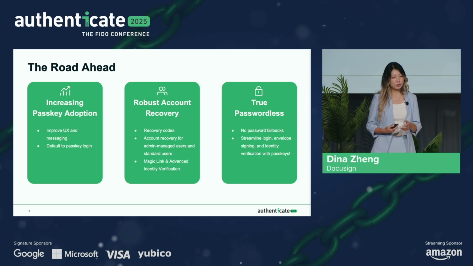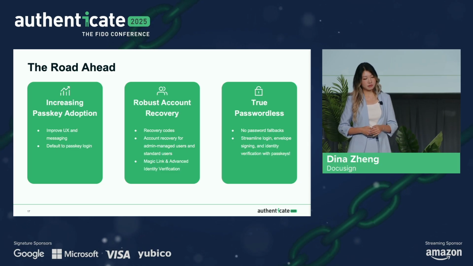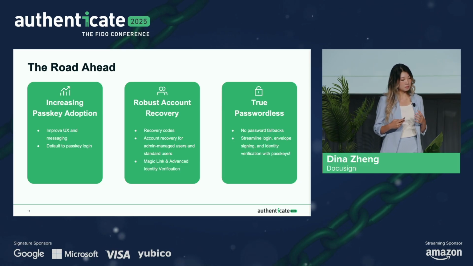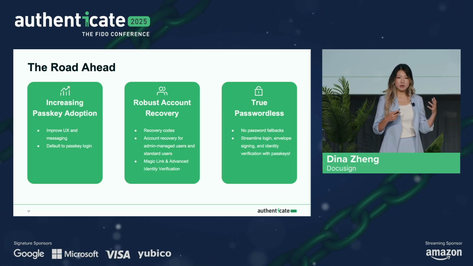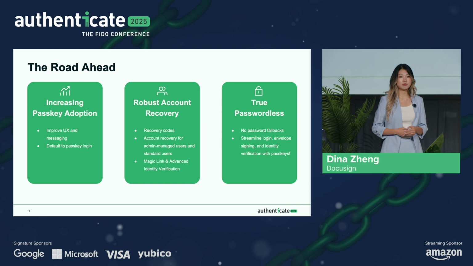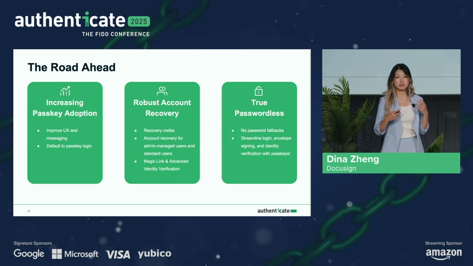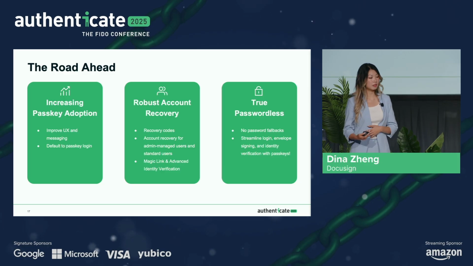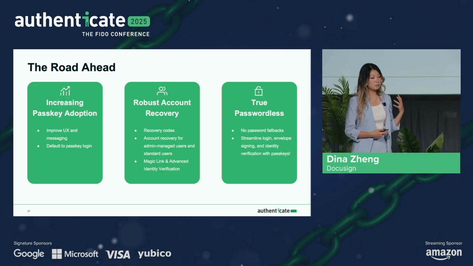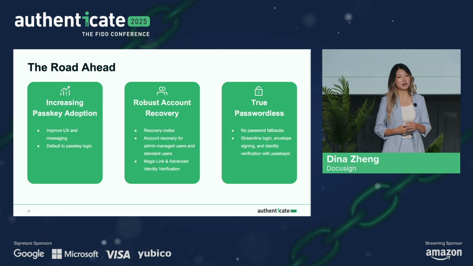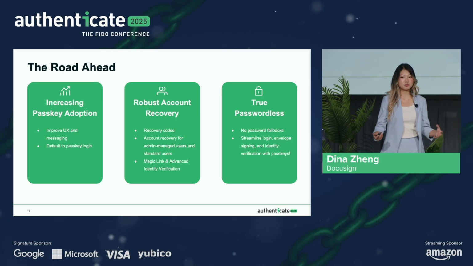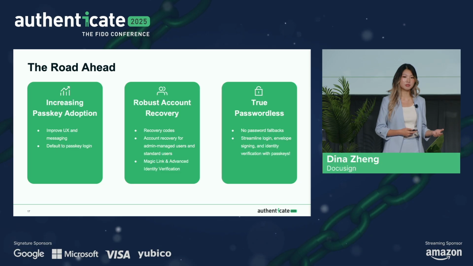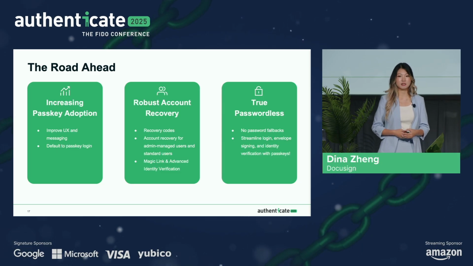And second, we're doubling down on robust account recovery. We know recovery is what truly unlocks a passwordless world, and so we're doing that with already supporting recovery codes, which is secure recovery codes that a user can utilize to regain access to their accounts when they're setting up their two-factor authentication, as well as building more robust in-product account recovery flows for admin-managed users and standard users, utilizing things like the Magic Link recovery flow, as well as advanced identity verification.